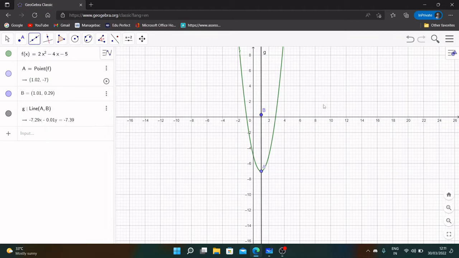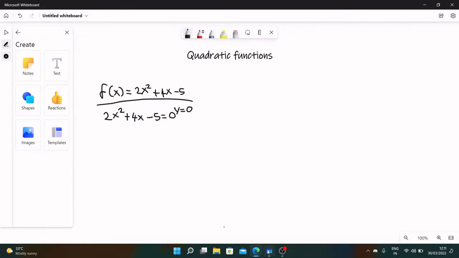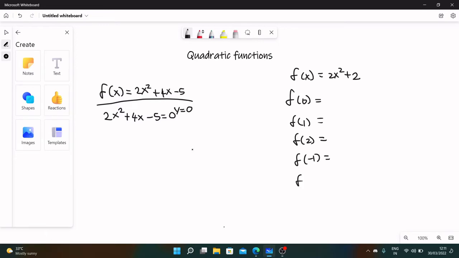Now let's find out why quadratic functions are in the form of a parabola. Let's take the function f(x) equals 2x squared plus 2. Let's construct a graph for this function on our own instead of putting in the function itself. To do this, let's take f of 0, f of 1, f of 2, f of minus 1, and f of minus 2.